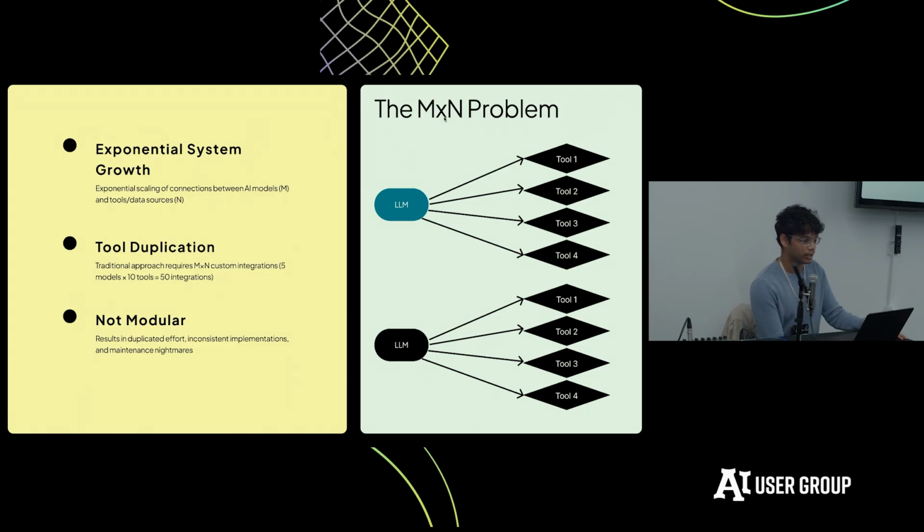And then the next 2 points echo what I just said, tool duplication, right? The same tool is being duplicated 10 times and fed into 10 different agents. And it's not modular in the sense that you change the code of one tool and you have to restart the entire system.